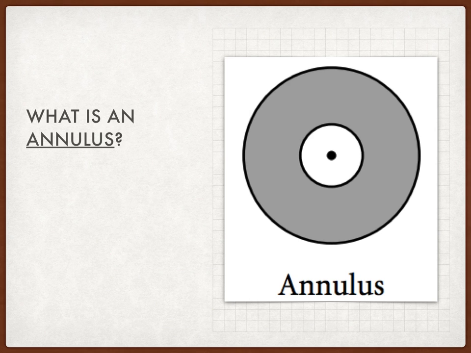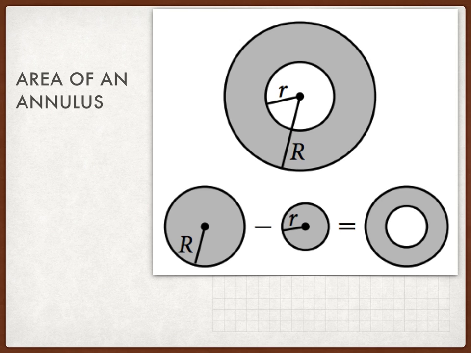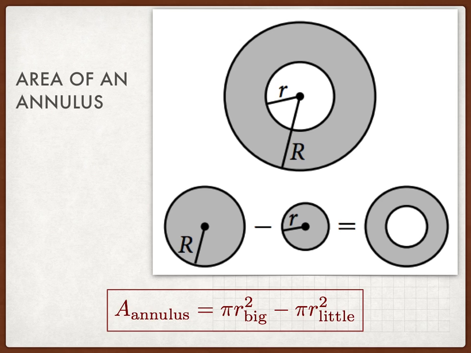And then lastly, the annulus of a circle. An annulus is the region between two concentric circles. So in this case, it would be that shaded donut. And to find the area of the annulus, you'll want to find the area of the big circle and subtract the area of the little circle. And that'll leave you with that donut shape, the annulus.